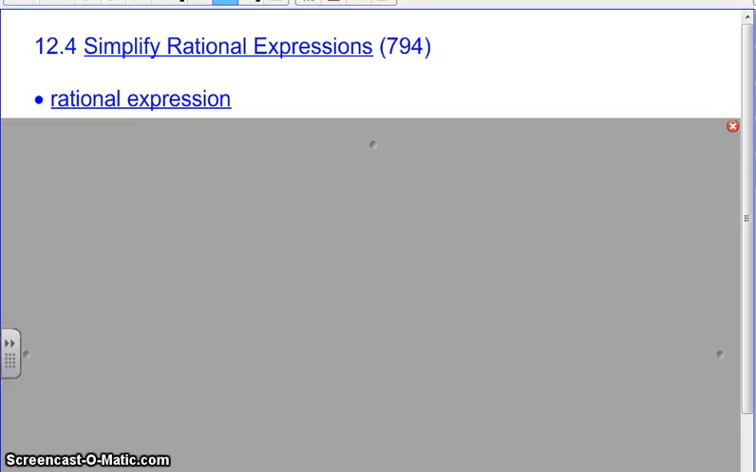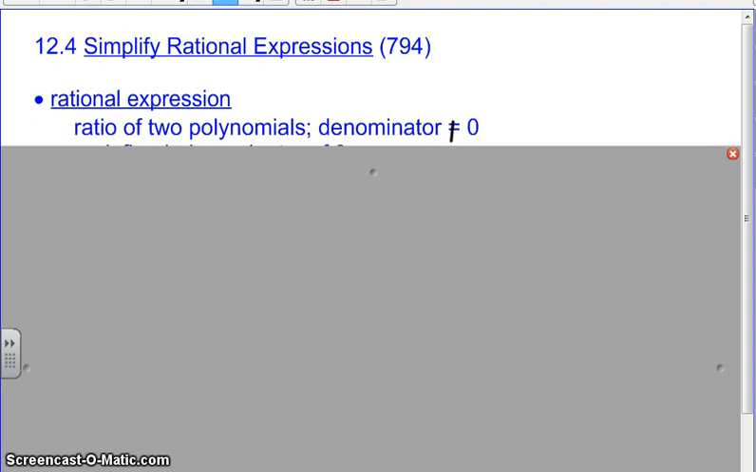Okay, 12.4 is simplifying rational expressions. We have a lot to do in this little lesson. So let's talk about a rational expression. When you see the word rational, you see the little word ratio. It's like a little fraction, right? So rational, look for ratio. Think about it in terms of a fraction, which means you'll have a denominator.